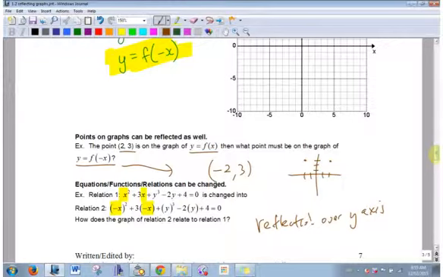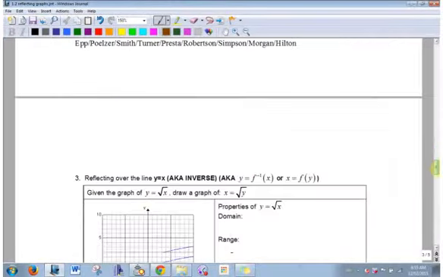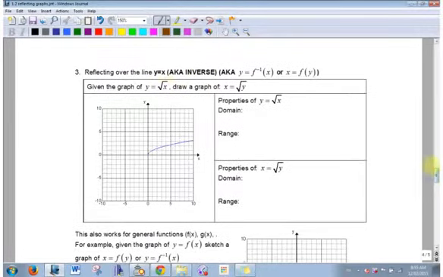Let's give you a third. Reflecting over this line y equals x. Aha, also known as y is f to the minus 1 of x. What does that thing say? That says inverse. Before someone asks, that is not reciprocal. And some of you are fresh off reciprocal. Some of you knew how to do it, and some others didn't.